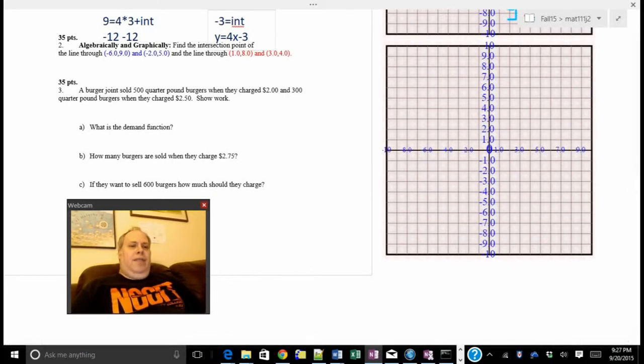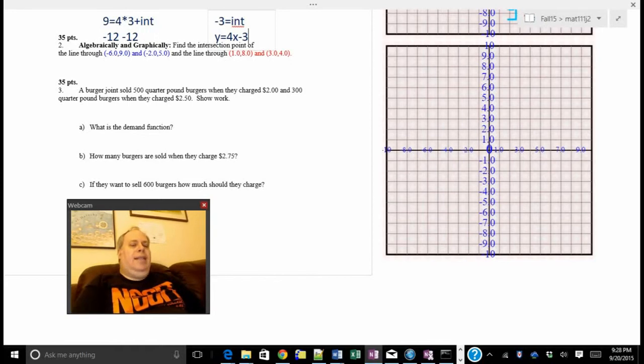This is September 2015 Math 111 Review Exam Question 2. Algebraically and graphically find the intersection of those 2 lines, the line through -6,9 and -2,5. Let's start with that line graphically.